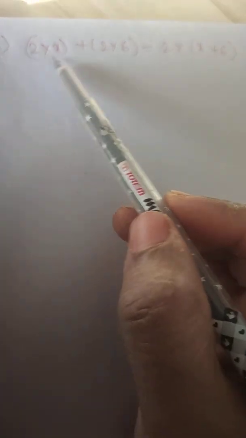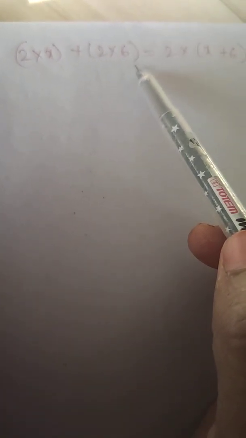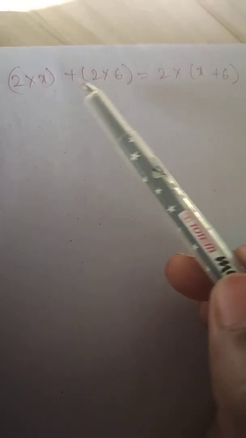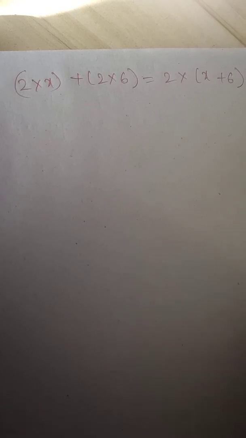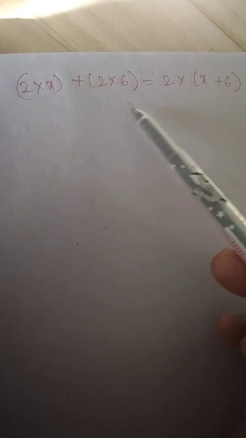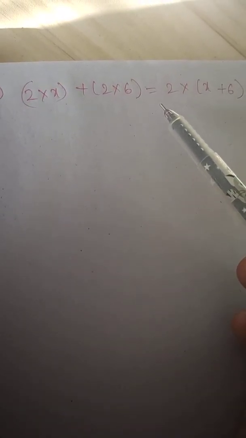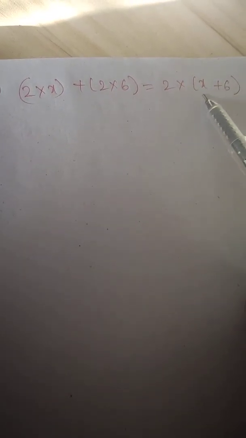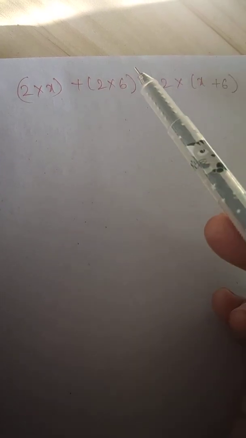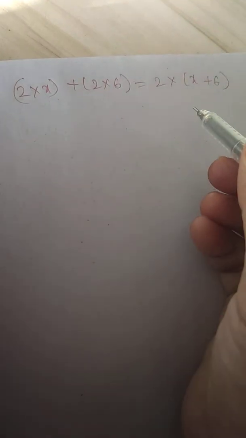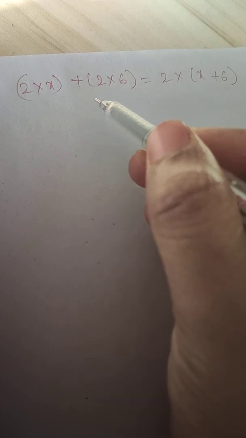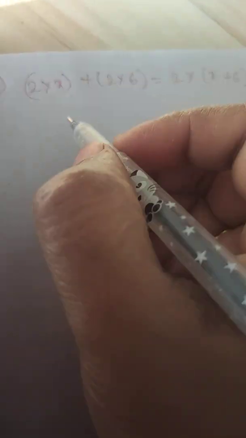Okay, here we are having 2 into x plus 2 into 6, which is equal to 2 into x plus 6. Okay, by seeing this we can understand that this is under the distributive property. Okay, do you remember children, distributive property we are having a into b plus c, which is equal to a into b plus a into c. Here it is in the form of reverse way. It is LHS is in the place of RHS and RHS is in the place of LHS. Okay, we will see that.